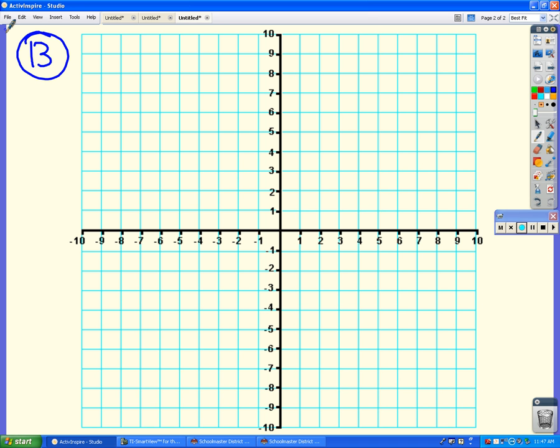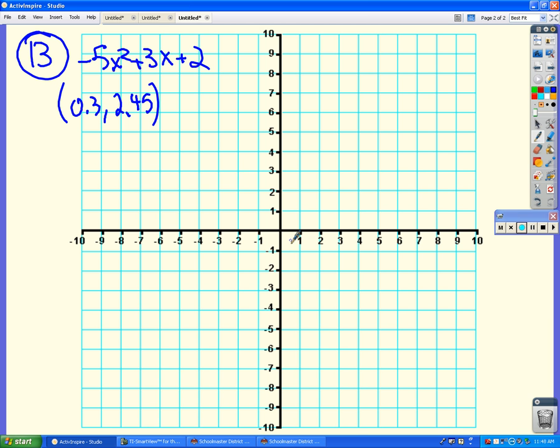Okay, number 13. Now that's a little bit tricky because when we did the first part and got the x and the y, what were the numbers? 0.3 and 2.45. Okay, so those are a little bit funky, right, because of the decimals. So we're going to have to just estimate a little bit. Okay? So 0.3 is going to be where?